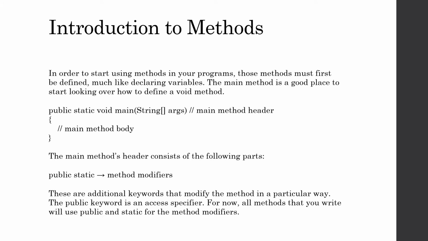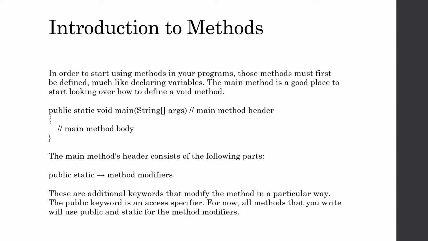So in order to start using methods in your programs, those methods must first be defined. So it's not terribly different from declaring a variable. If you want to actually use some kind of variable in your program, first you have to actually declare it. You give it a data type and a name, so that when you actually use that name later in your program, the program actually recognizes what you're talking about.